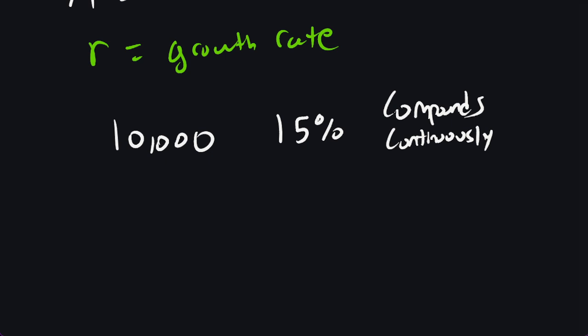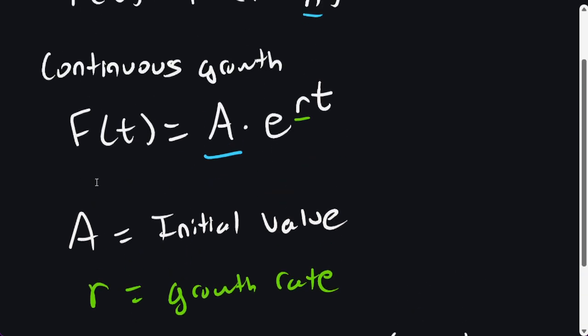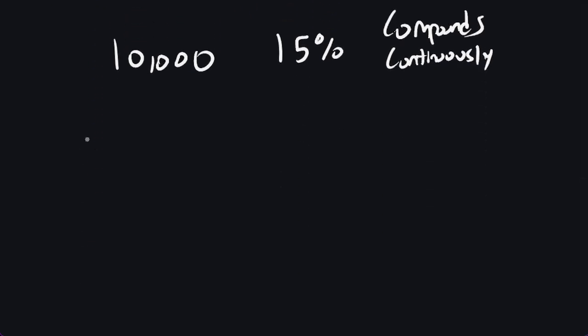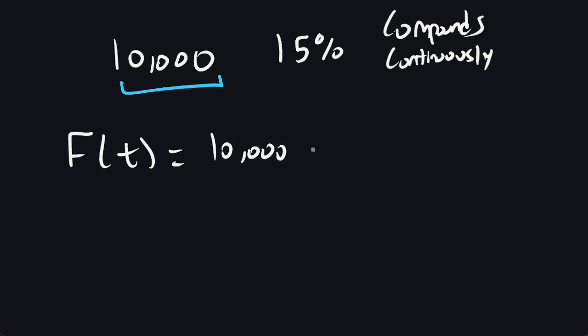Your money grows nonstop. So, of course, this is the most your money can compound. It's the max that your money can compound. So let's go ahead and use this formula for continuous growth. F of t equals a times e to the rt. So our a is 10,000, our initial value, times e to the r. Our r is 15%, so 0.15, times t.